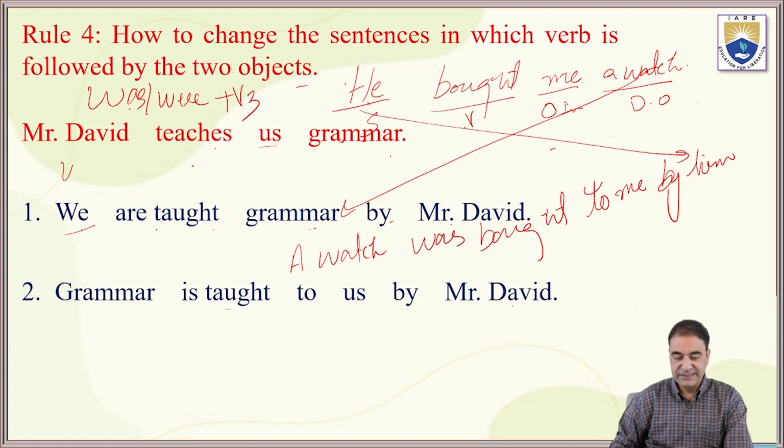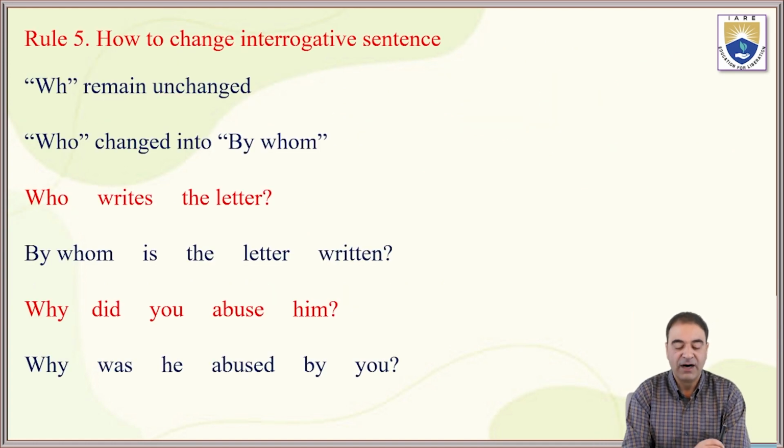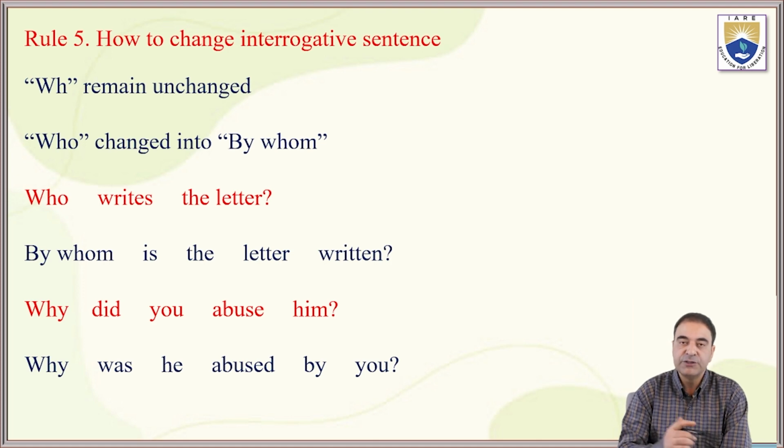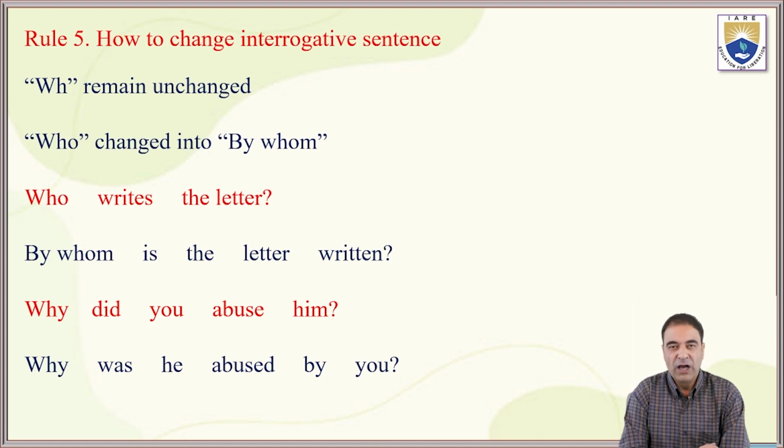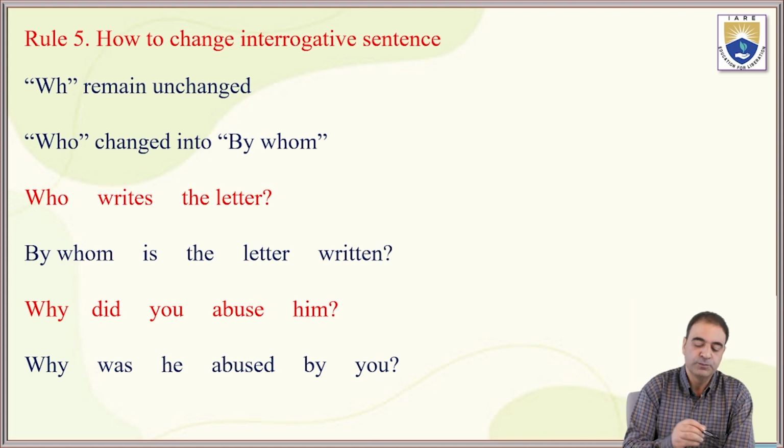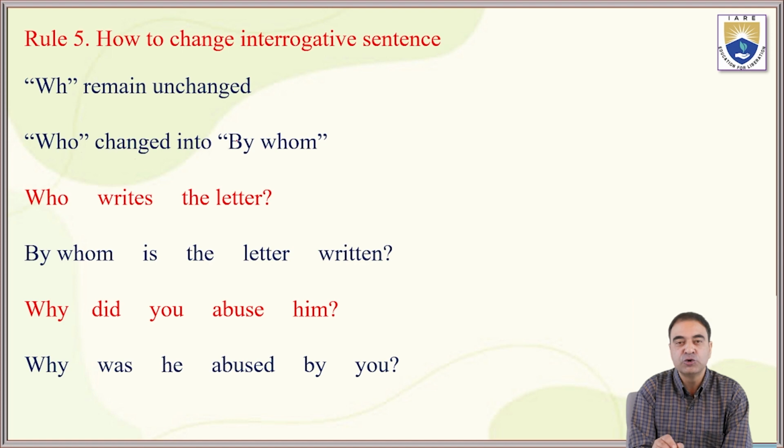Okay, now the next rule is rule number 5, how to change interrogative sentences. We have two types of interrogative sentence. One is WH questions, and the second one is helping word questions or yes no questions. First we will take WH questions. In WH questions, WH remains same. It will not change except who. Only who will change. It will change into by whom.